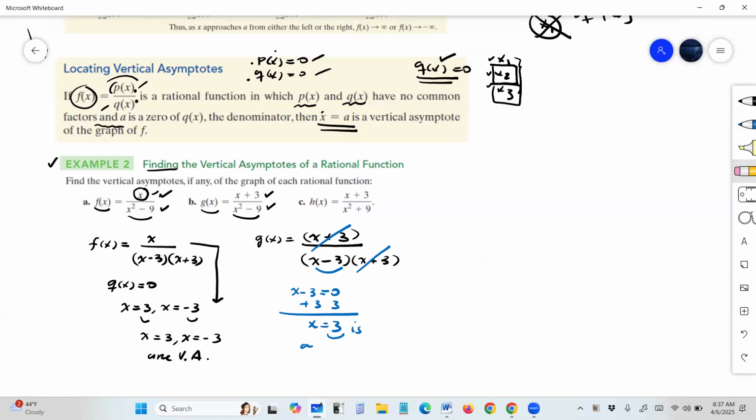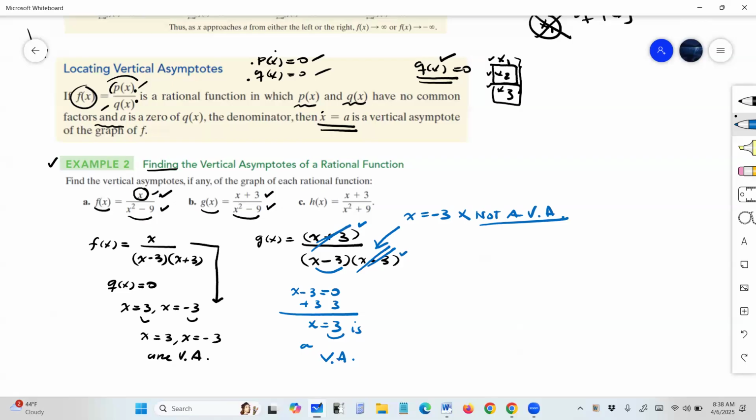So notice that because there was a factor in the numerator here that matched the denominator, they cancel each other out. So the x plus 3 cannot be a vertical asymptote, right? So once I would solve this, I would get x equals -3. This is not a vertical asymptote.